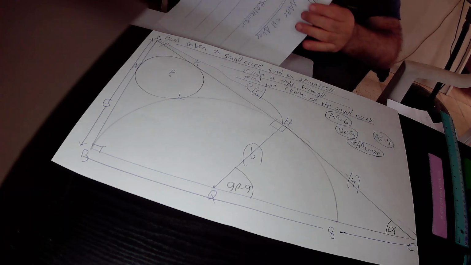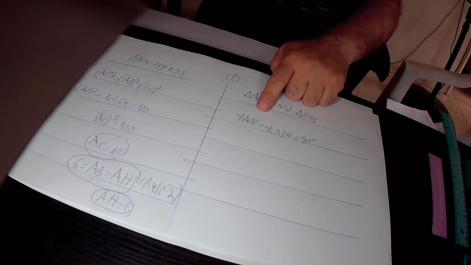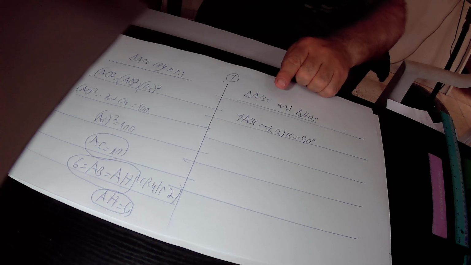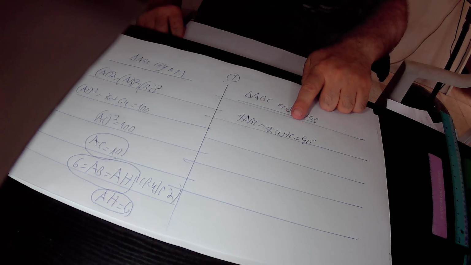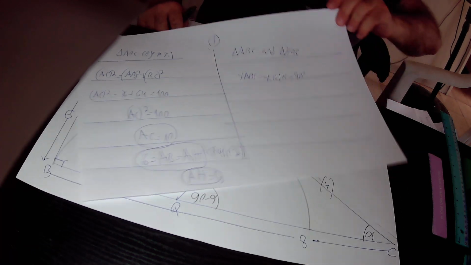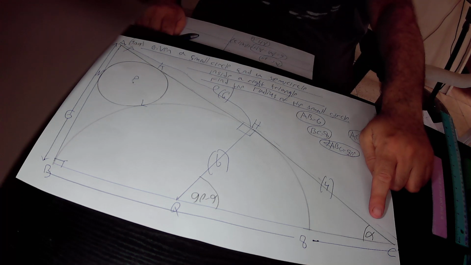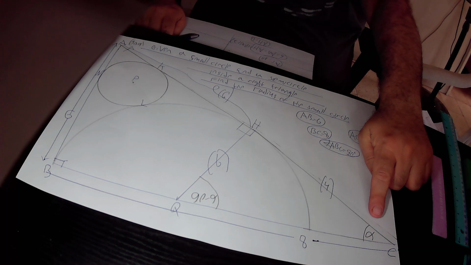So I repeat again. I found out that angle ABC in the big right triangle ABC equals angle QHC in the small right triangle HCQ. They are both equal to 90 degrees, therefore they are equal to each other. In addition, this is angle alpha, that is a common angle that belongs to both triangles.